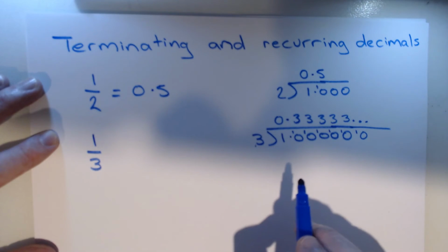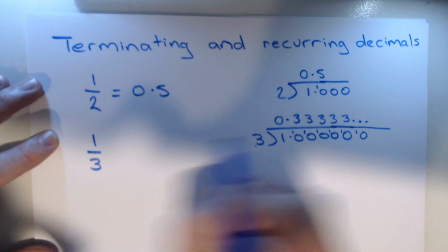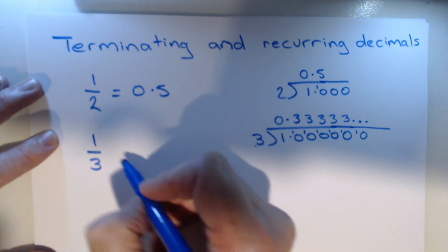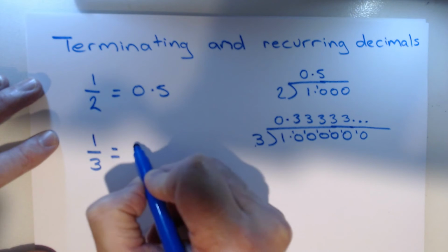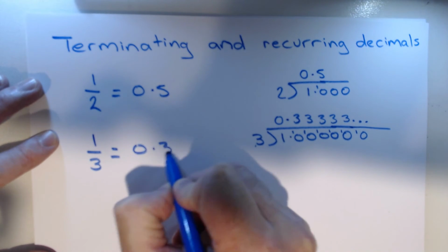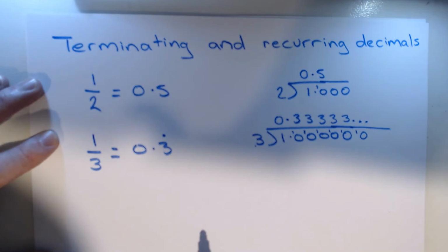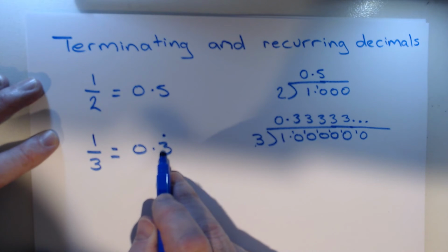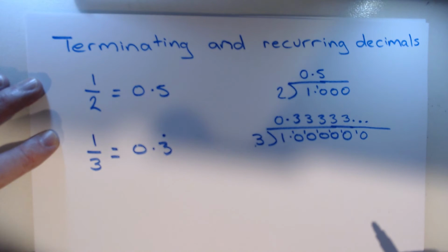Now the way we write that, when we have 1/3 as a recurring decimal, we write it simply as 0.3, and we put a dot over the top of the 3 in order to show that that recurs, that it repeats over and over and over again.